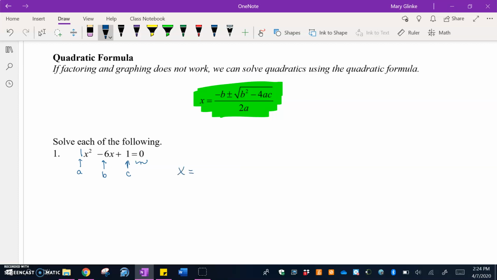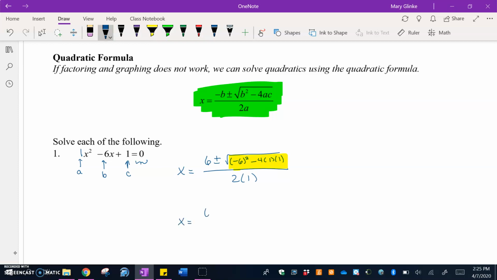X equals negative b. Well, since b is already negative 6, it's going to become a positive 6, plus or minus the square root of b, which is negative 6 squared, minus 4 times a times c. All of that is over 2 times a. Now, after you plug everything in, you're going to want to figure out what underneath the square root equals. We're going to simplify that part first.